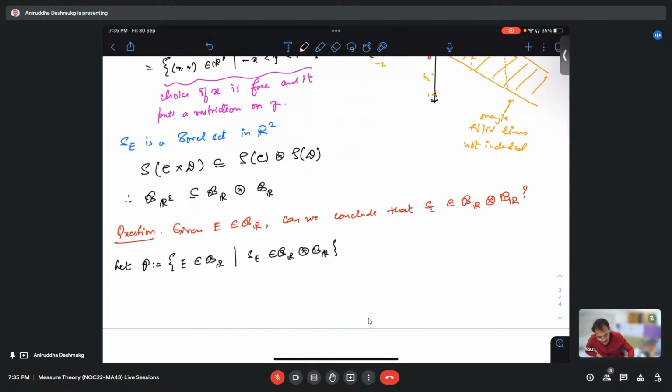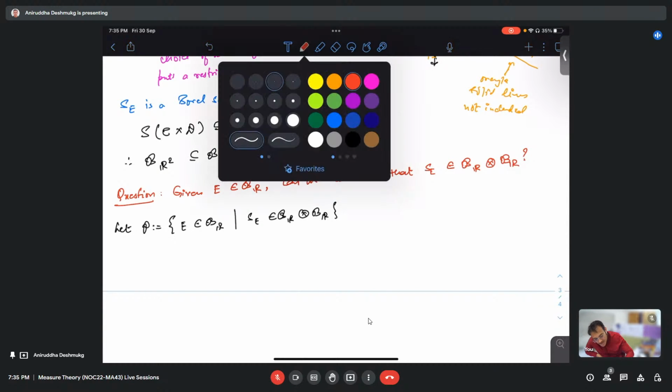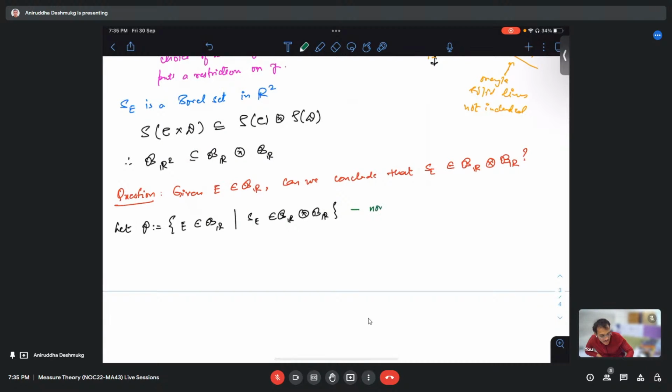Okay. Now, first of all, the first question should be, is this set non-empty? This set is non-empty because I have found in fact two examples which are inside this class. So singleton 0 is inside P and this open interval is inside P. In fact, one can easily see that all singleton sets are inside P, because the SEs are just lines, and being Borel sets, they are inside BR cross BR.